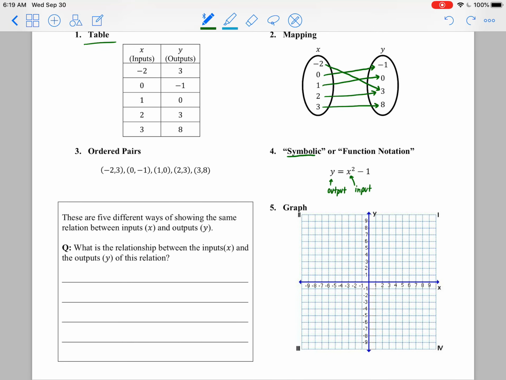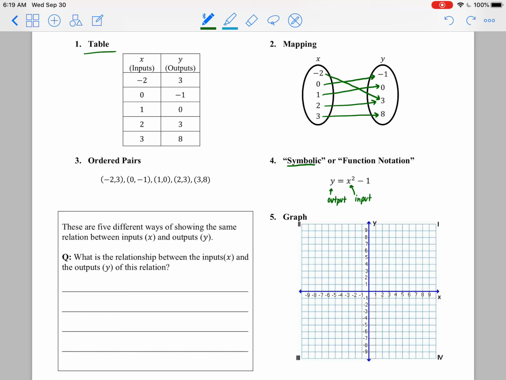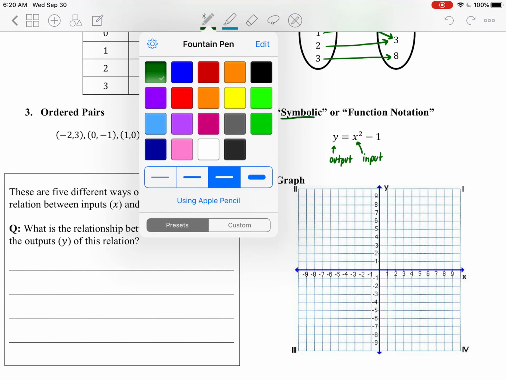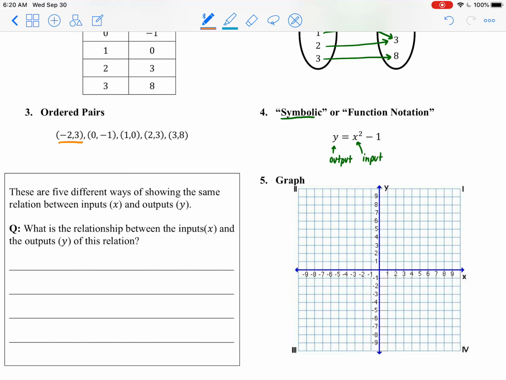Okay, the last way of showing a relationship is a graph. So what we've got down here is an XY coordinate plane, right? This is the x-axis, this is the y-axis, and then what you do is you plot the points. So let's take these ordered pairs here and draw them. Okay, so -2, 3 is the first one. I'm going to color code these. -2, 3 is going to go right there.